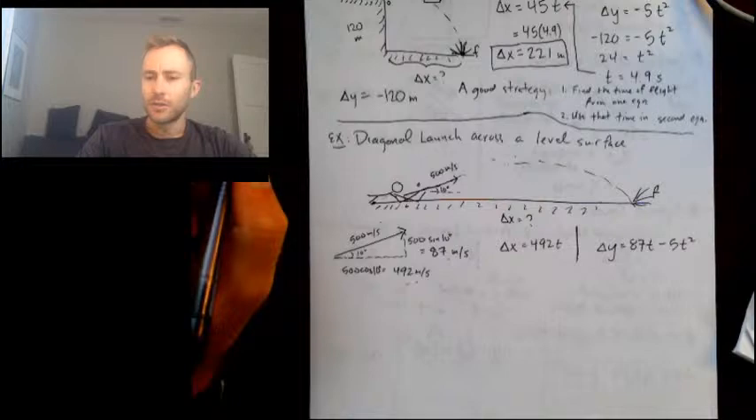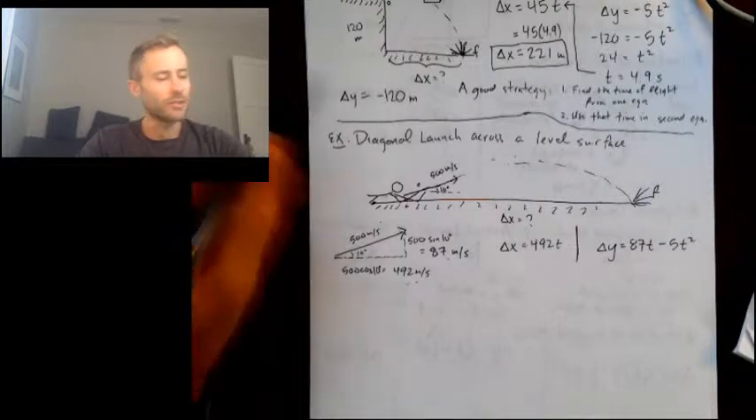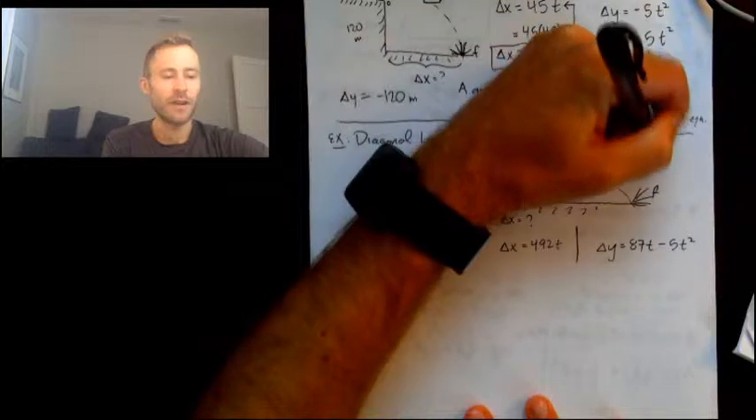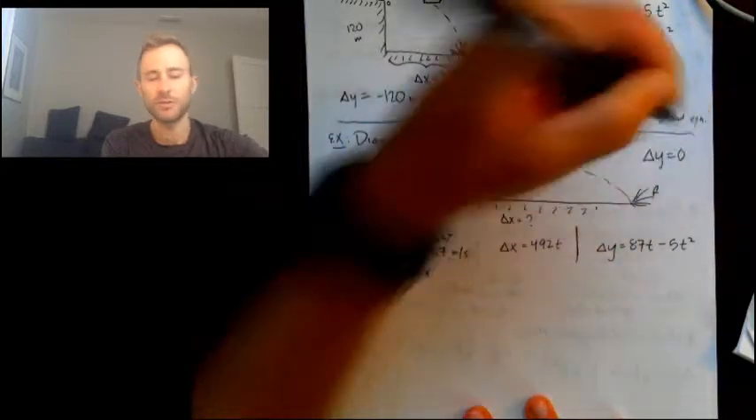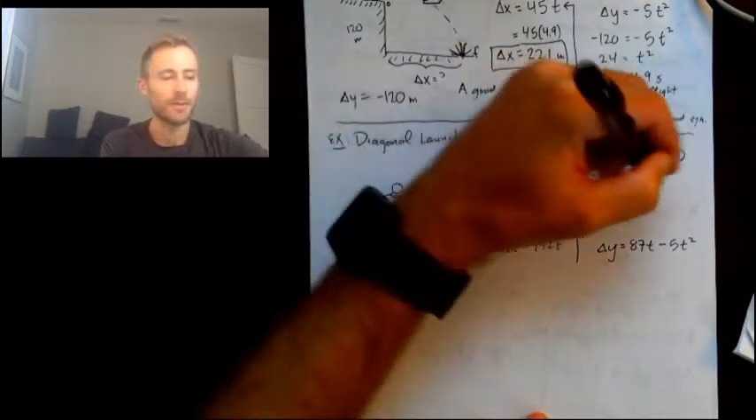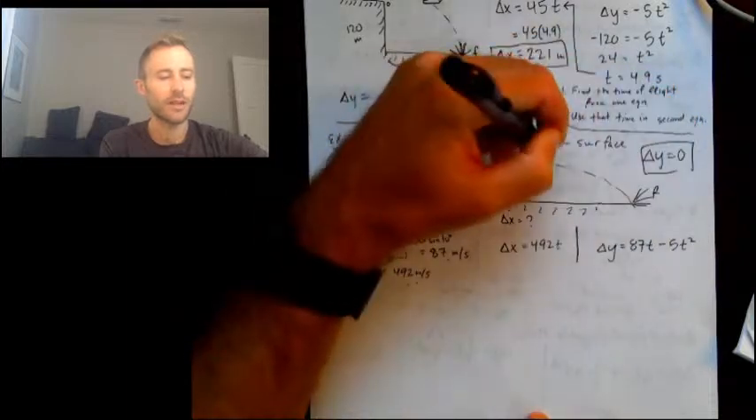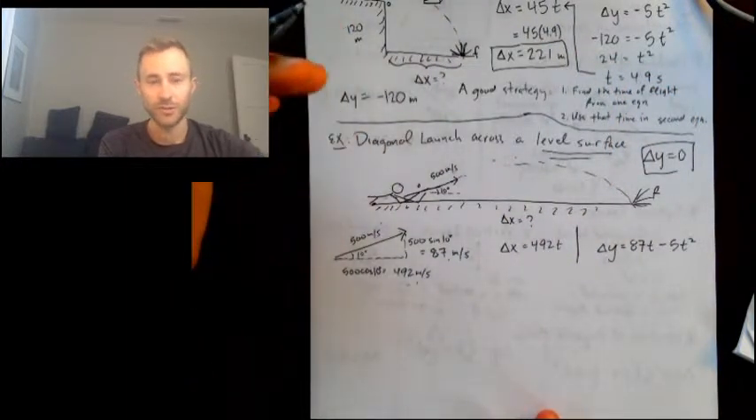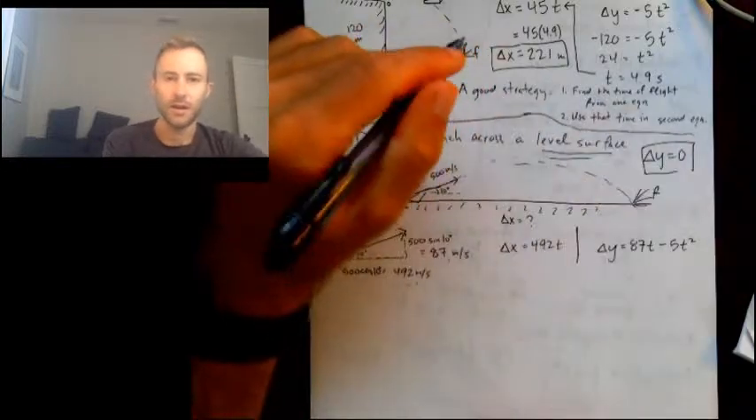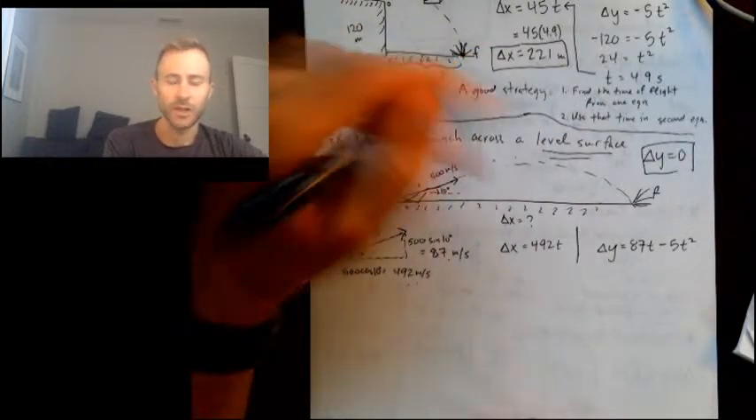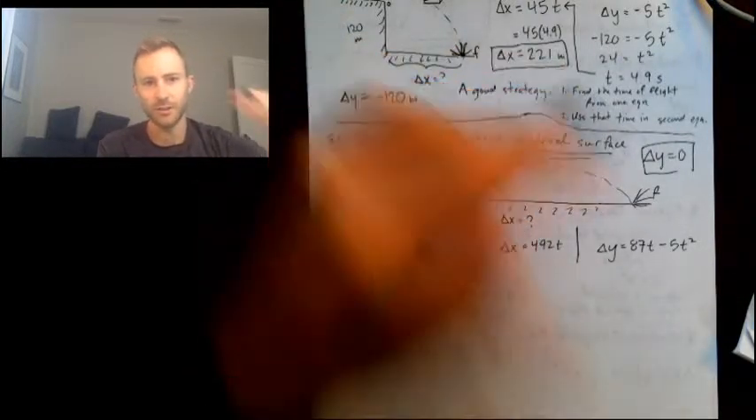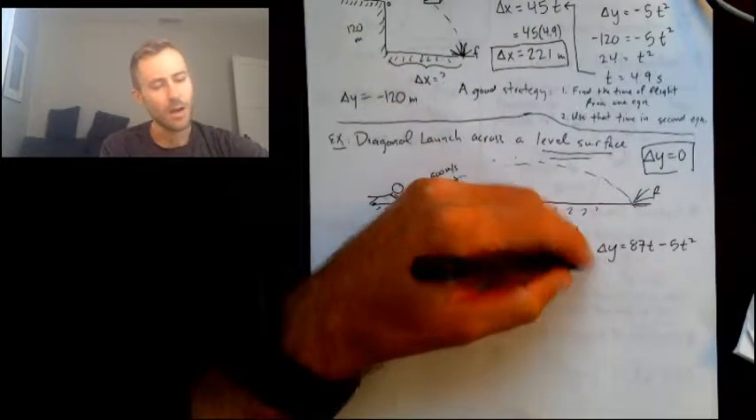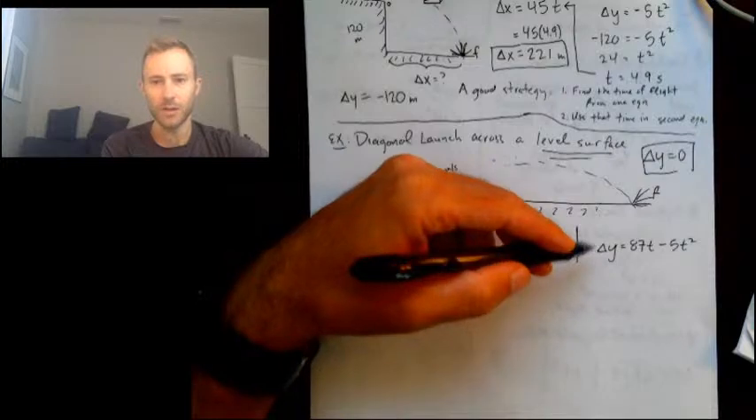Okay. Exactly right. Because it starts and stops at the same elevation, we are going to have that delta y equals 0, just like the chicken wing problem. Okay? And that comes from the fact that this is a level surface. If it was a sloped surface, we could not use that condition. We learned how to handle sloped surfaces in my AP Physics C class. Okay, so I'm going to plug in delta y equals 0.